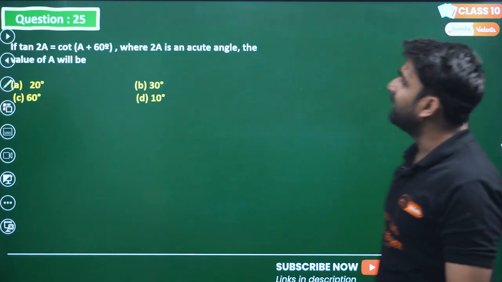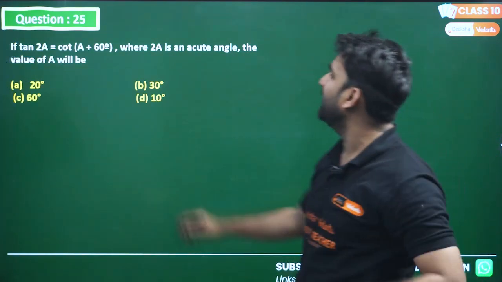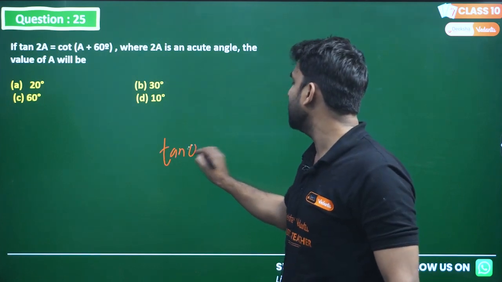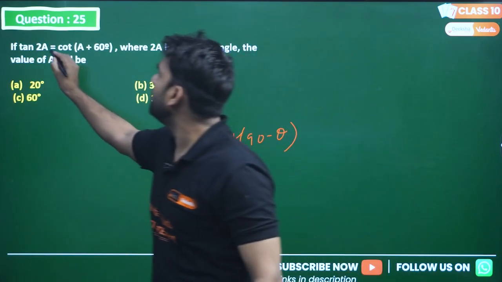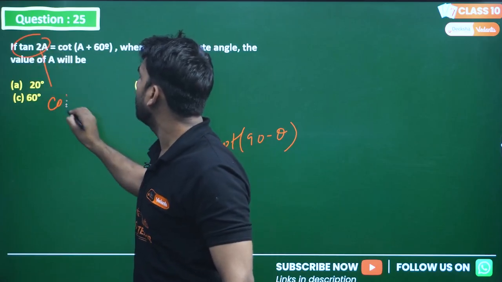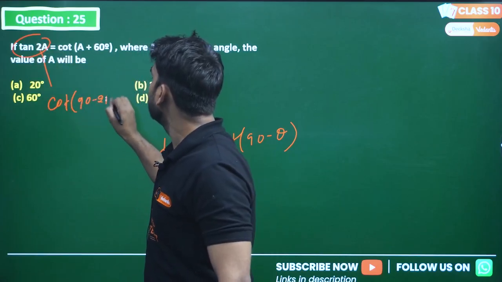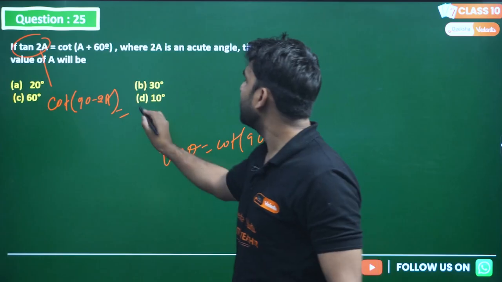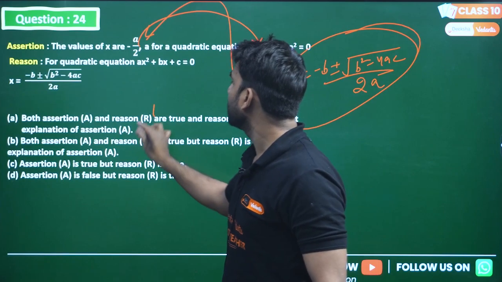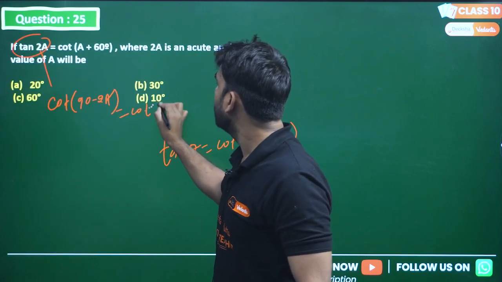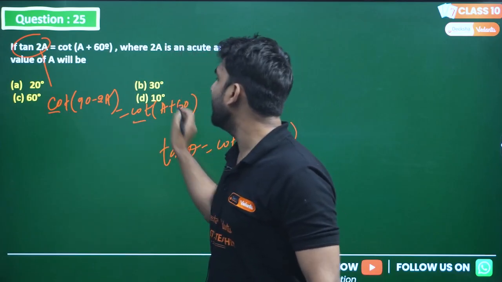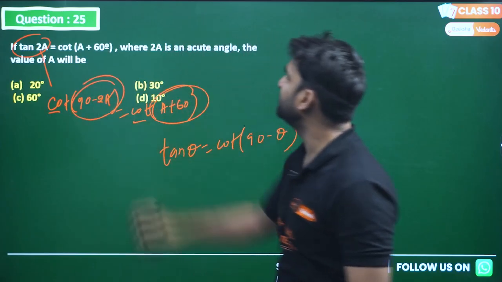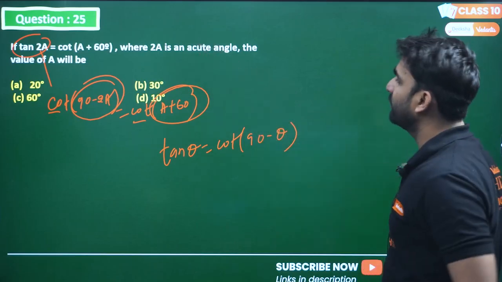Moving to next, question 25. If tan A is equal to cot A, my dear, tan theta can be written as cot 90 minus theta. So we can replace this with cot 90 minus 2A, right? So on the left hand side cot is there, and on the right hand side cot is already there. So this is cot, this is cot, so the angles must be equal to each other. Put these angles equal to each other and you can find the value of A.